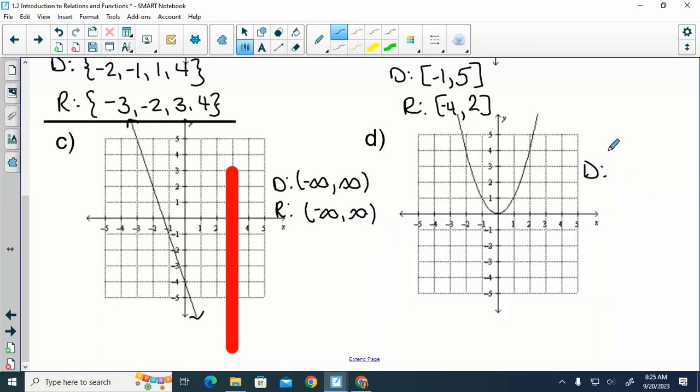D, what would be the domain on this one? Yep, that parabola just keeps getting wider and wider. The range, what's the lowest value we hit? 0. And we touch it, so it's a bracket, comma, keeps going up forever, so it goes to infinity. So can we do domains and ranges from graphs?